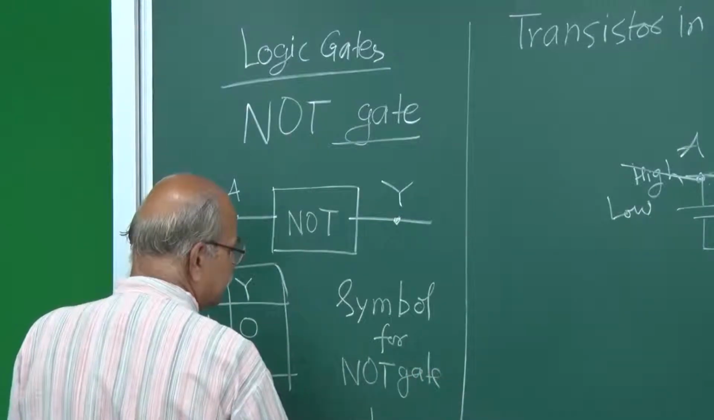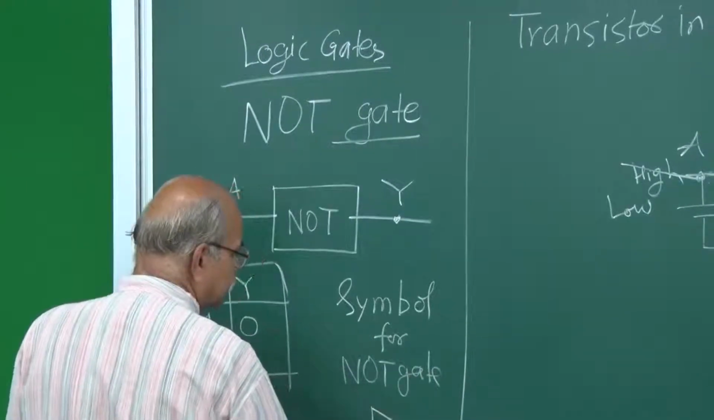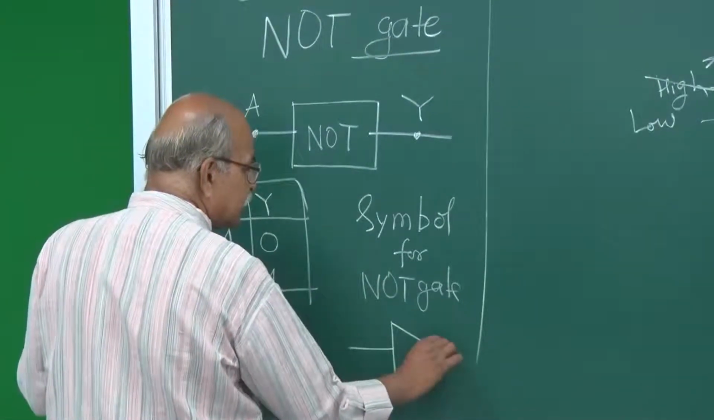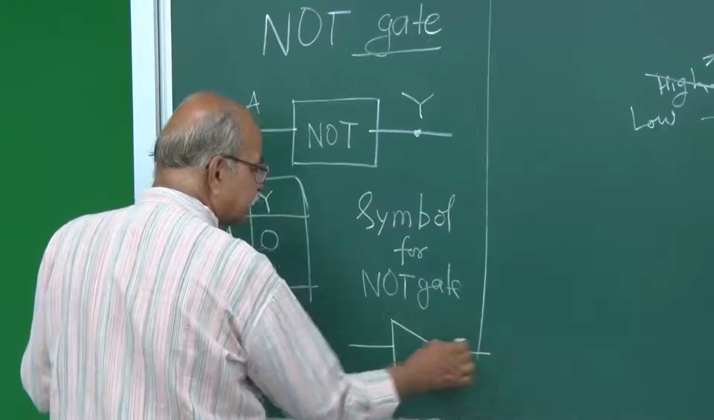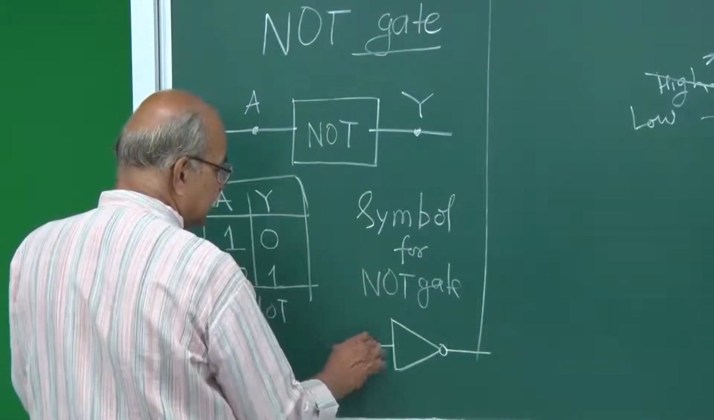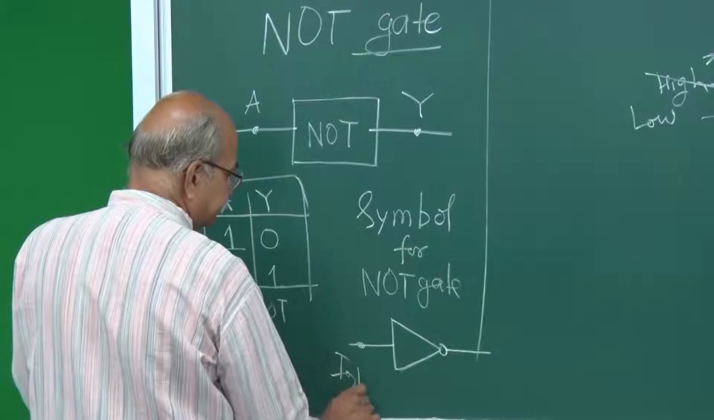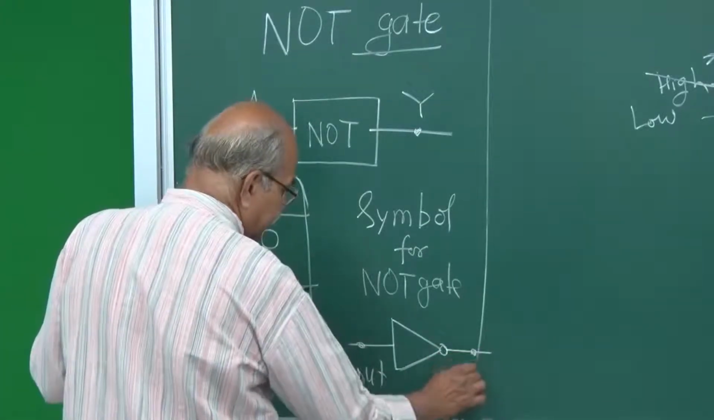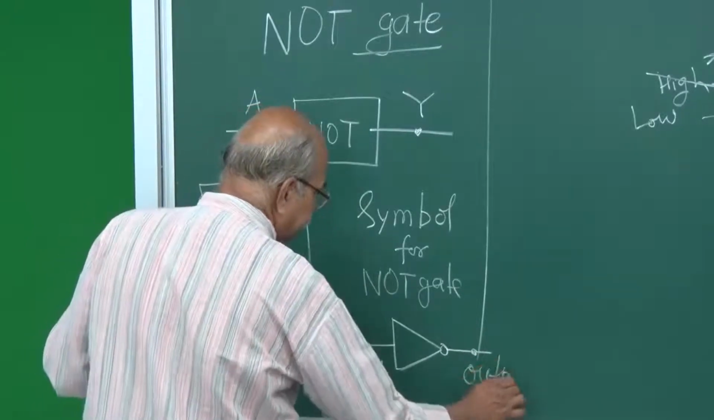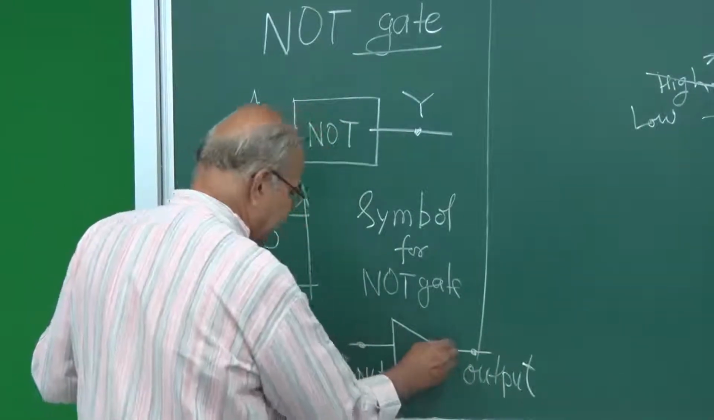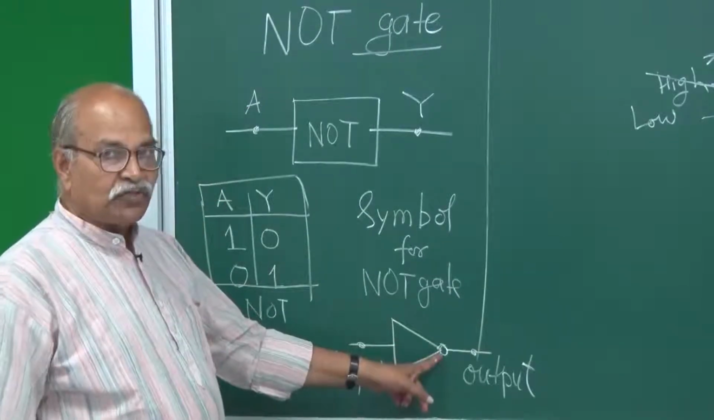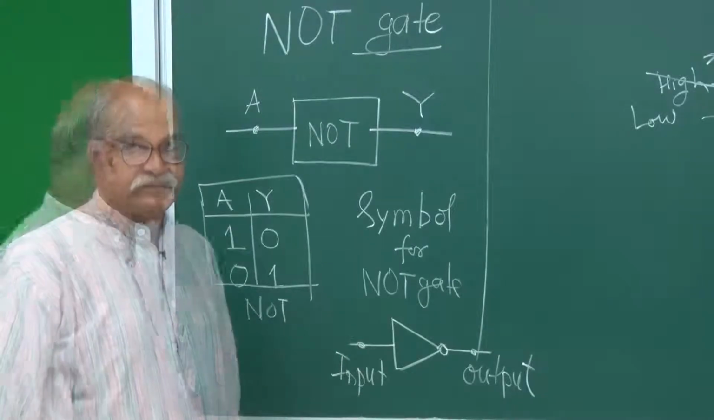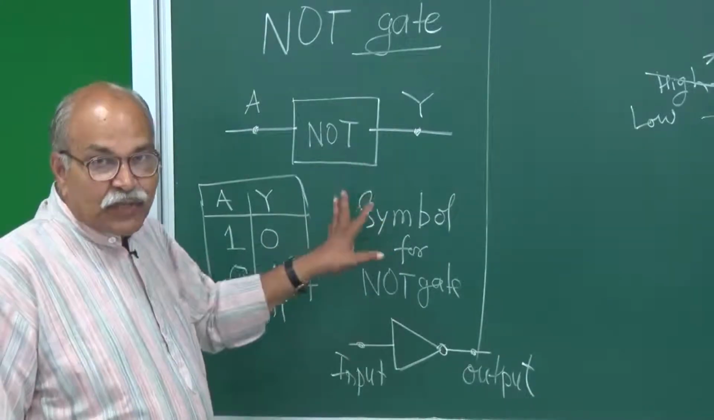and that symbol is, you put a triangle and put a line here, put a small circle here, and then a line here, and this is the input, this side is the input side, and this side is the output side. So this circle actually denotes NOT operation. So this is the symbol for NOT gate. So this is the simplest one.